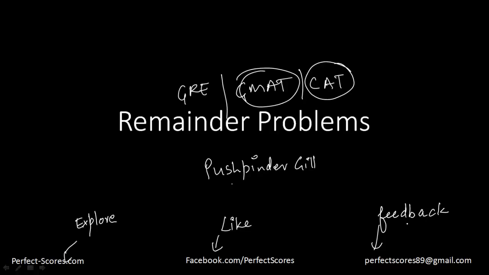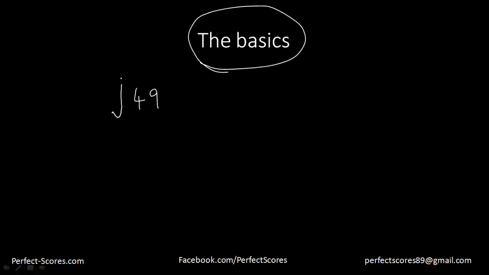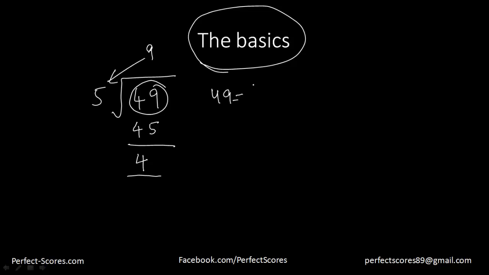So before we start with any questions, let's understand the basics of remainder. So let's suppose I divide 49 by, let's say, 5. If I divide 49 by 5, I'll have 9 into 5 equal to 45, and I'll be left with remainder 4. Now I can say that this 49 is actually equal to 9 into 5 plus 4.